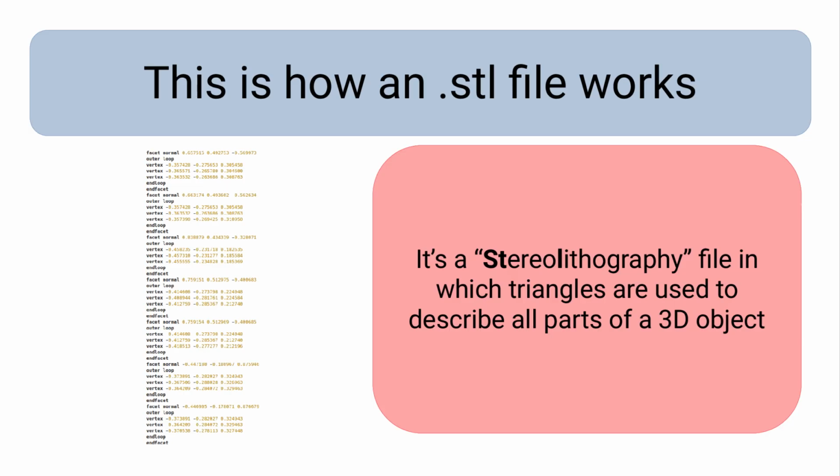Now, as I said earlier, everything is made up of triangles, and triangles have 3 vertices. So these are 3 floating point numbers for each vertex. The reason there are 3 floating point numbers for each vertex is because there's an x, y, and z value.